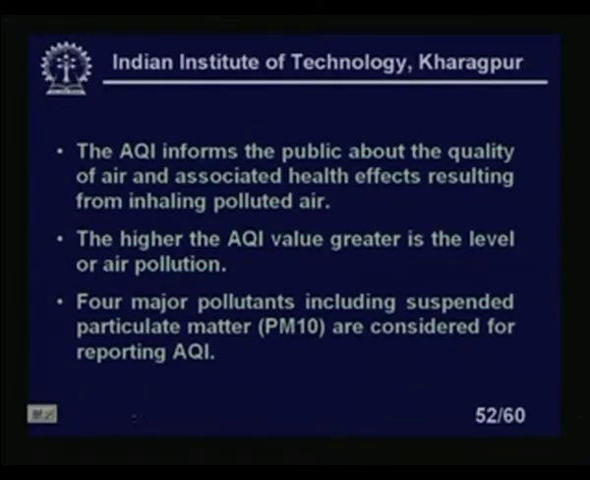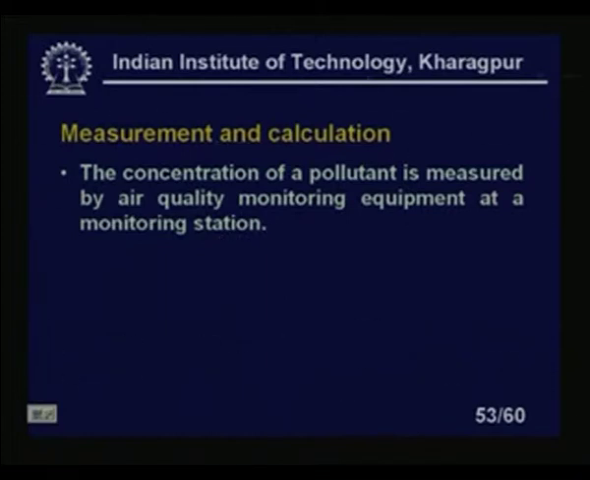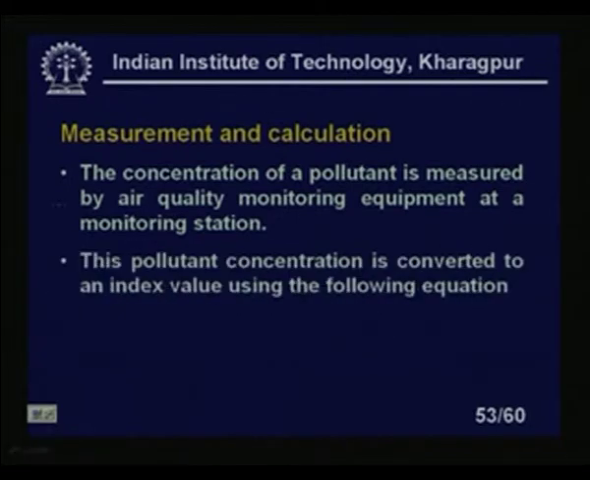Four major pollutants, including the suspended particulate matter PM10, are considered for reporting AQI. PM10 is particulate matter of size 10 micron or less. There is PM 2.5 also, but we are considering PM10, that means not more than that. Measurements and calculations: the concentration of the pollutant is measured by air quality monitoring equipment at a monitoring station.